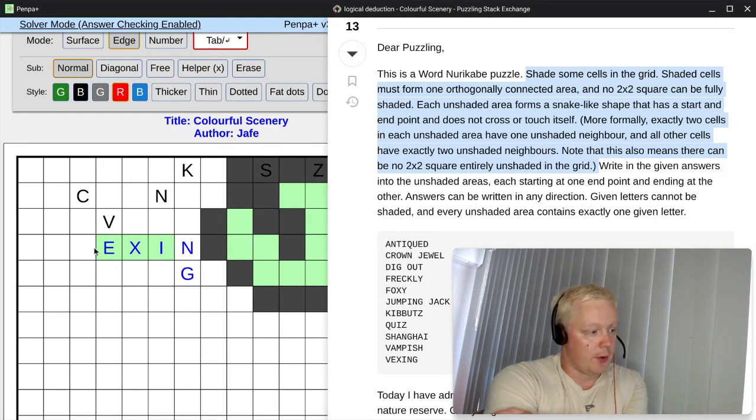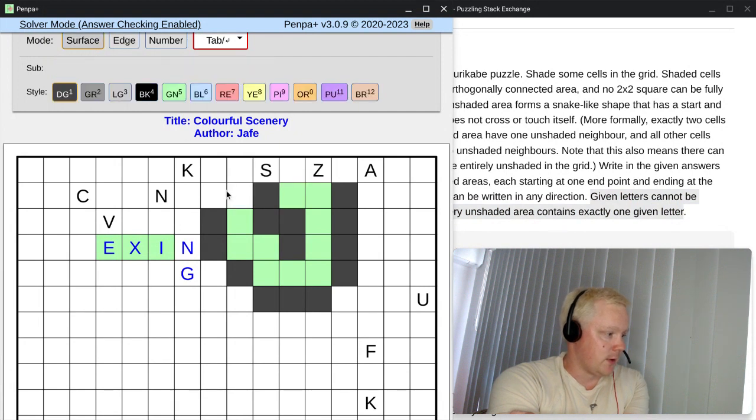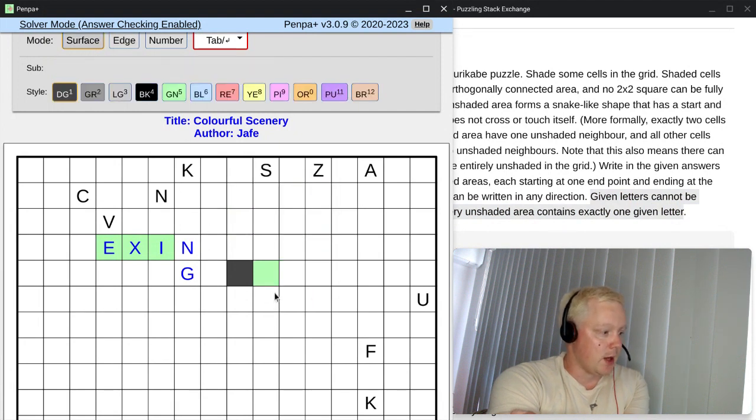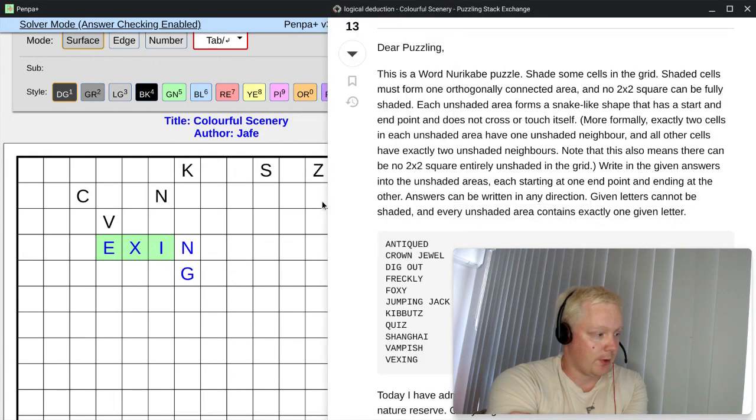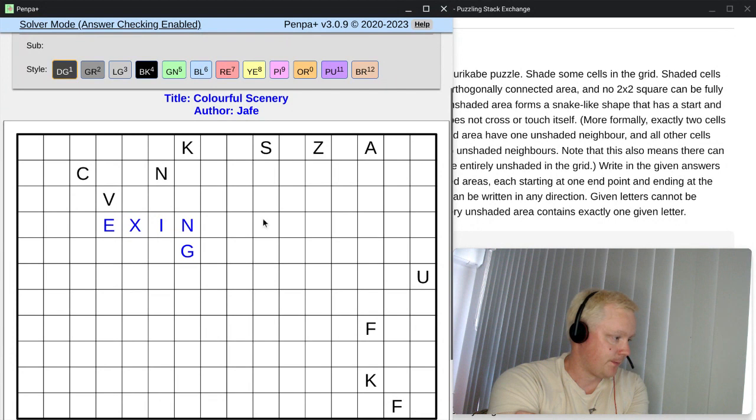Okay, and there's another rule here that says that you can't shade the given letters, and every unshaded area contains exactly one given letter. So that means basically that all of these given letters, let's get rid of this coloring here, all of these given letters are part of a different word. There are 11 words in the list, and there are 11 given letters here. 1, 2, 3, 4, yeah, 11.